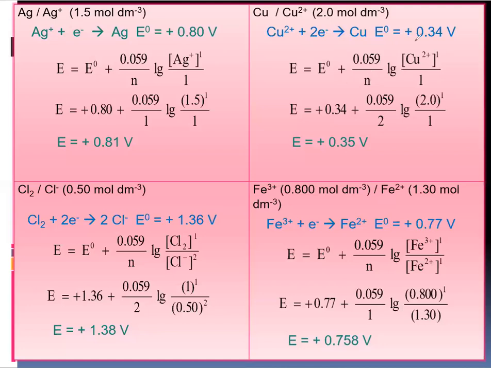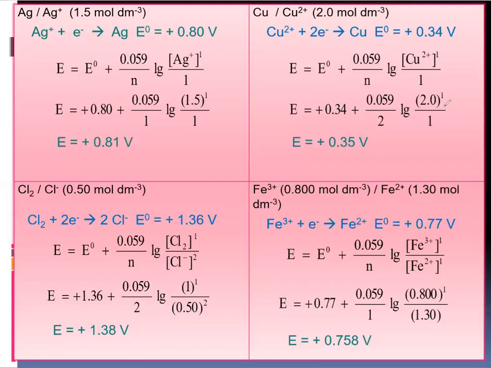Our E naught was given as plus 0.34. Now, don't forget this one will be the concentration of the reactant, which is the concentration of this. You can see the coefficient here is still 1, so that's why we are raising this to the power of 1. This one is also a solid, so it will be all over 1. You can see this is a very simple and straightforward calculation. So this is plus 0.34 plus 0.059 all over 2 log of 2.0.